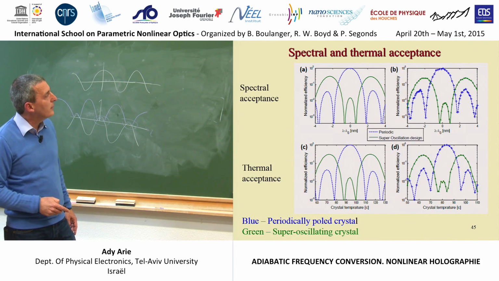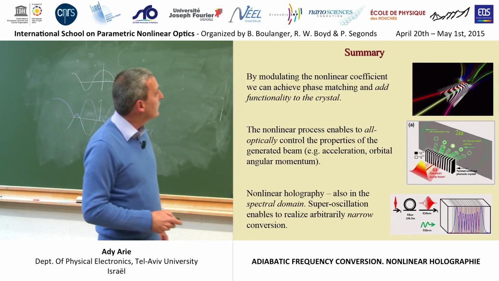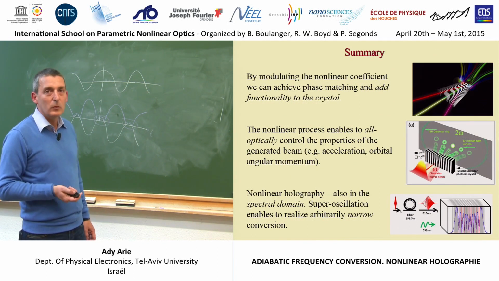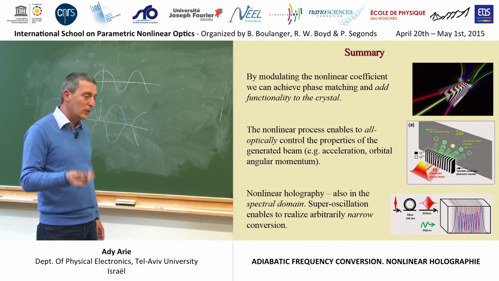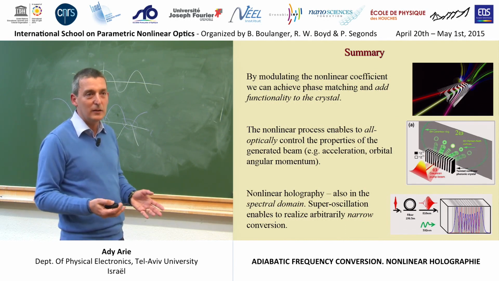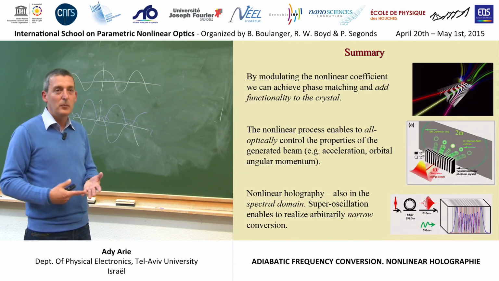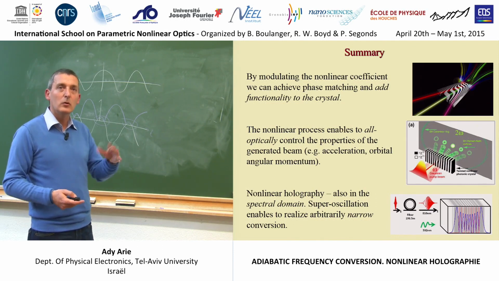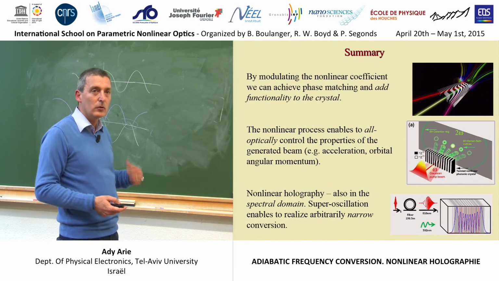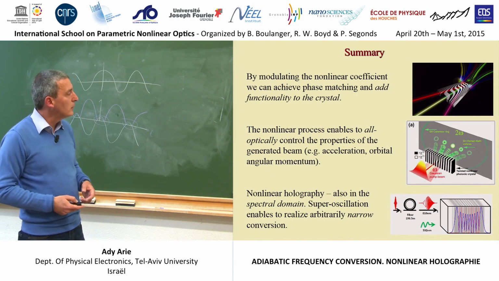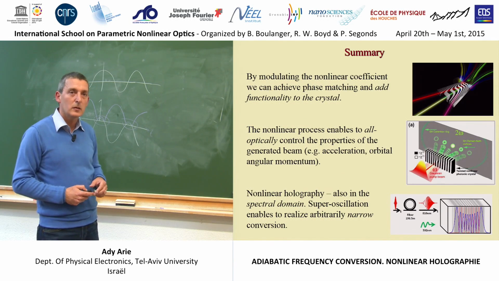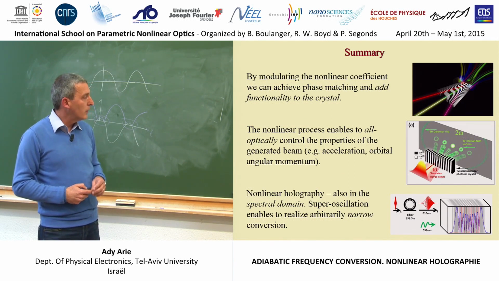Okay, I think it's a good time for me to stop. Just to summarize, I showed you that using modulation of the nonlinear coefficient, we can not only do harmonic generation, which you know, but we can also add functionality. Functionality could be spatial shaping and spectral shaping. We can also control the parameters of the beam. I showed you control of the acceleration in Airy beams and control of the angular momentum in vortex beams. And if we do it in the spectral domain, we can also control the spectral acceptance and thermal acceptance of nonlinear crystals.